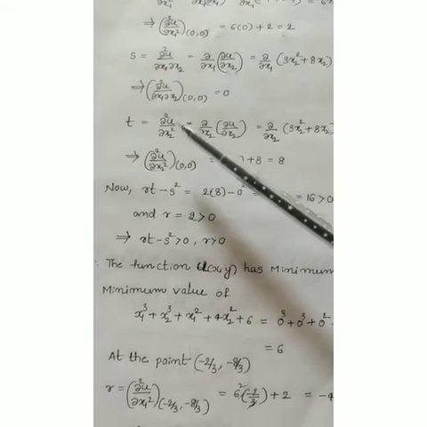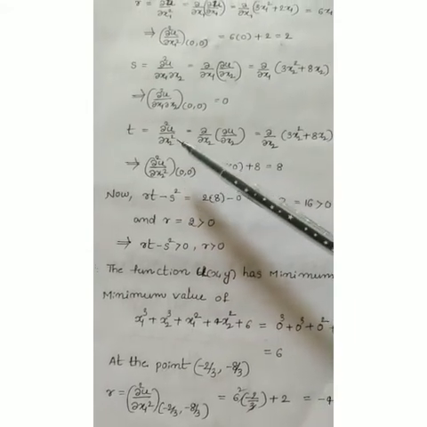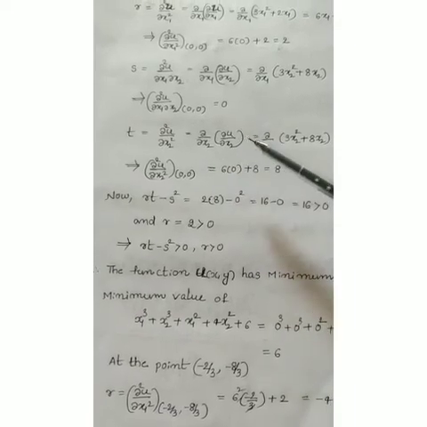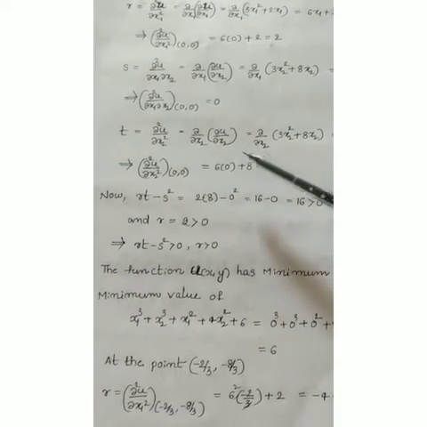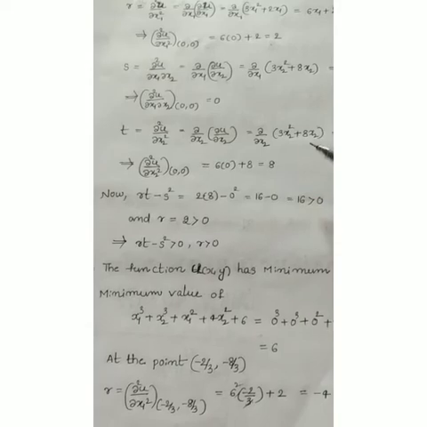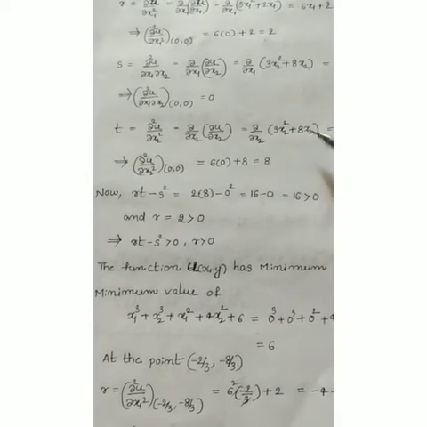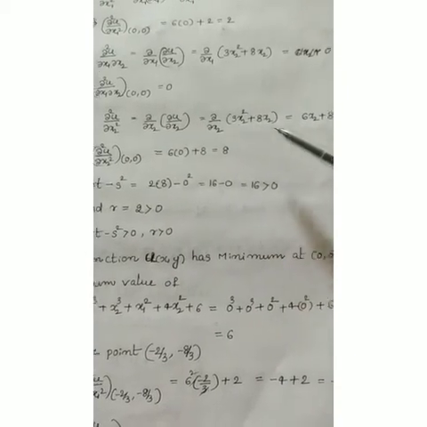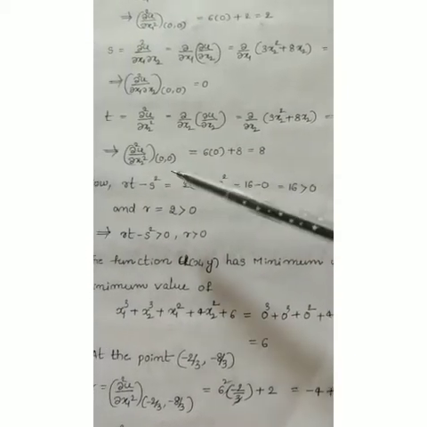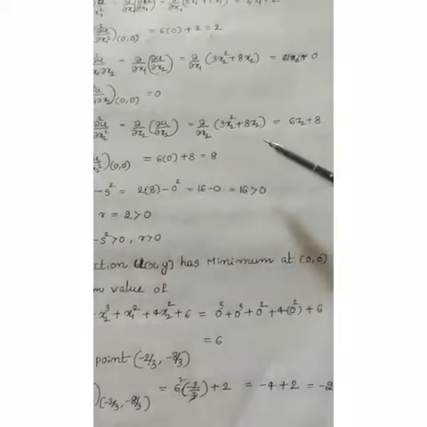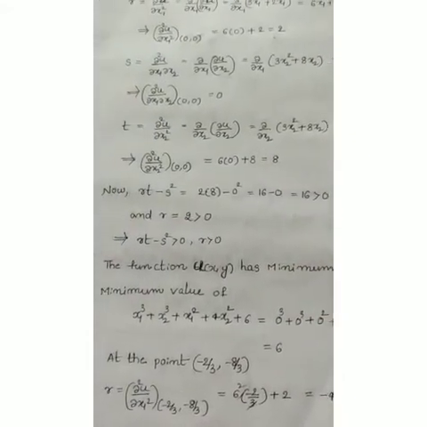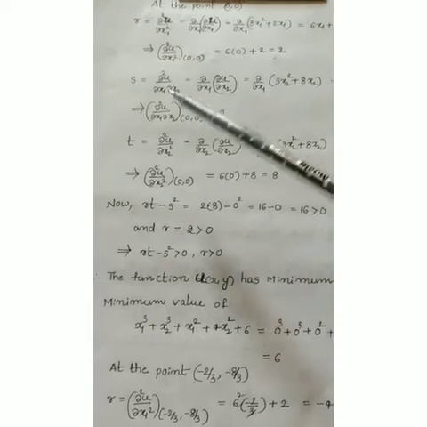Then the t value, ∂²u/∂x2², that is ∂/∂x2 of ∂u/∂x2. We get ∂u/∂x2 as 3x2² + 8x2. So here we get 3 into 2, 6x2 + 8. Now at the point (0, 0), 6 into 0 plus 8, that is 8. So here we get the r, s, t values.